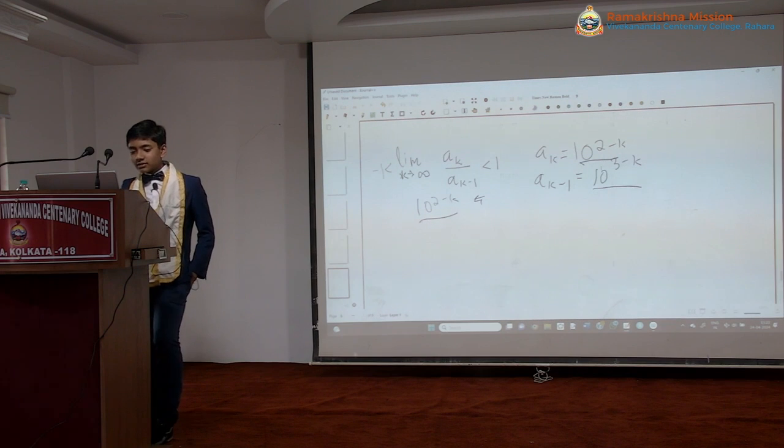Alright, so then we get 10 to the 2 minus k over 10 to the 3 minus k, which is less than 1. Yes. So it should be pretty obvious that this converges.